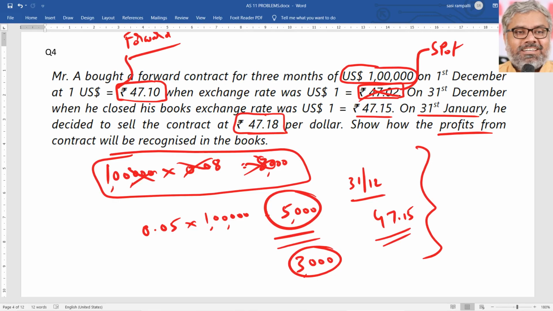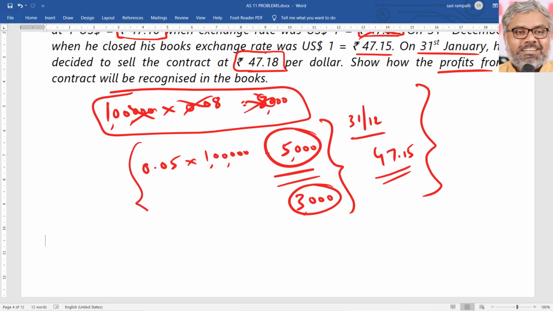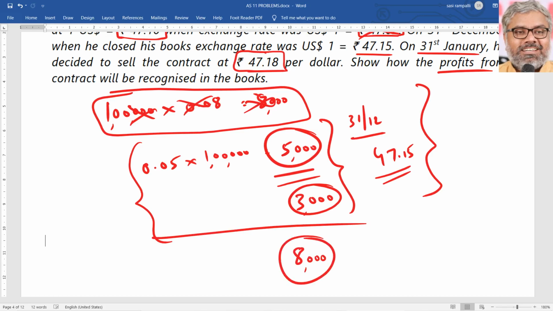That is why there is no possibility of recognizing this 5,000 rupees through the P&L account without any other debit attached to it. There is no particular investment. So alternatively, though the standard has said mark to market, that can be done when there is an investment already in the books of accounts. If there is no investment in the books, what is there to mark to market? So what can be done in such situations? The entire 8,000 can be recognized as profit when the profit has really been made, which was on 31st January. So that is also a better and appropriate treatment in this case.